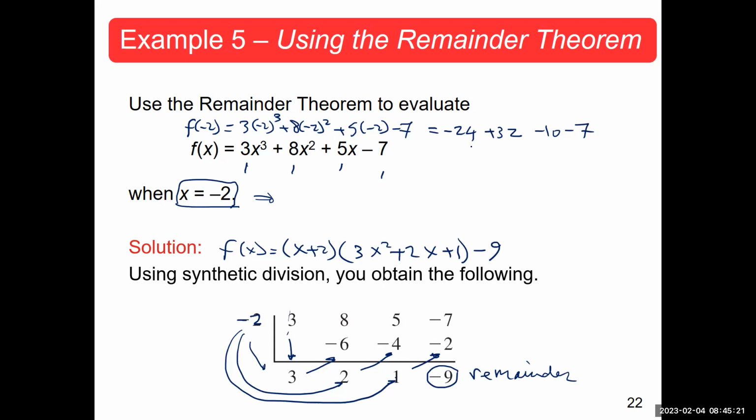32 and -24, how much is that? That is 8. 8 minus 10 is -2, and -2 minus 7 is -9. Oh, it is the same. All of these are the same. So if we have a remainder, that's the way we verify we are correct.